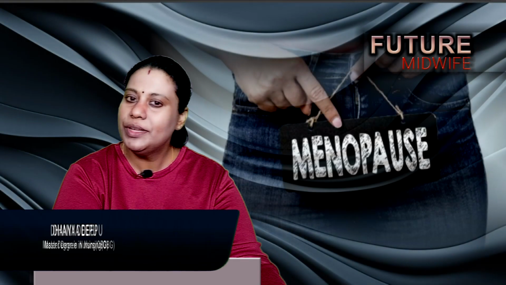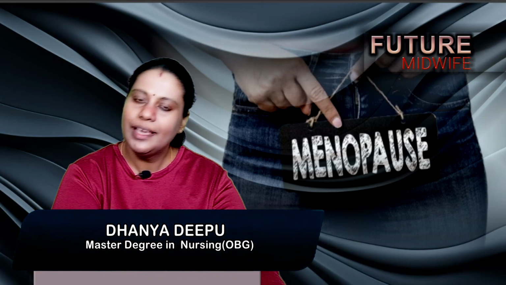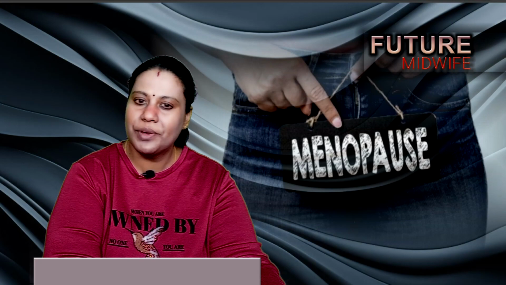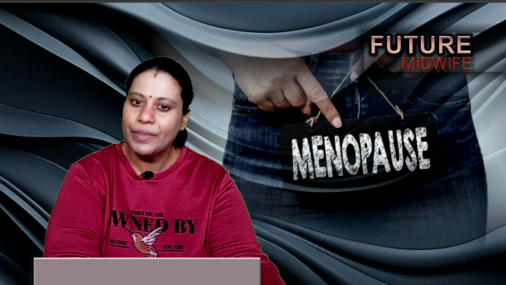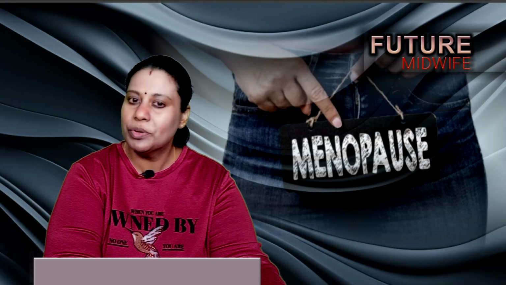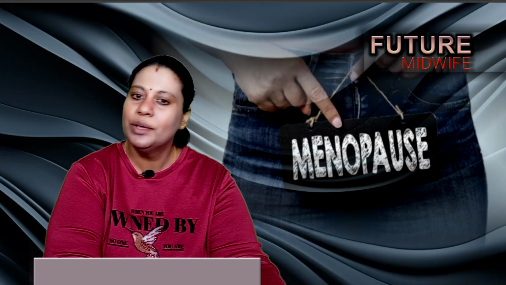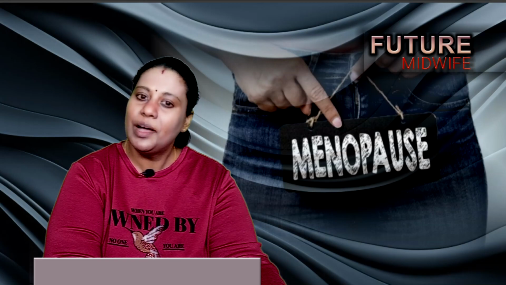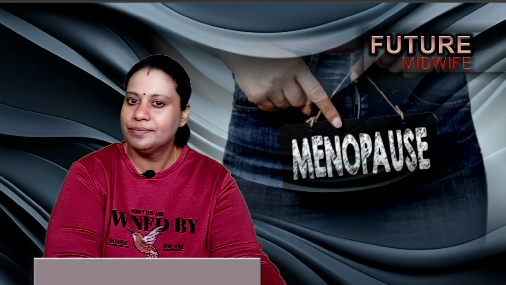Hi friends, today our topic is menopause. Menopause is the end of menstruation. The word menopause comes from the Greek words "mens" and "pausis". Mens means monthly and pausis means cessation. Menopause is the natural aging process of a woman. Hereafter her ovaries are not producing sufficient estrogen and progesterone to support her reproductive cycle. After menopause, she is no longer able to get pregnant.